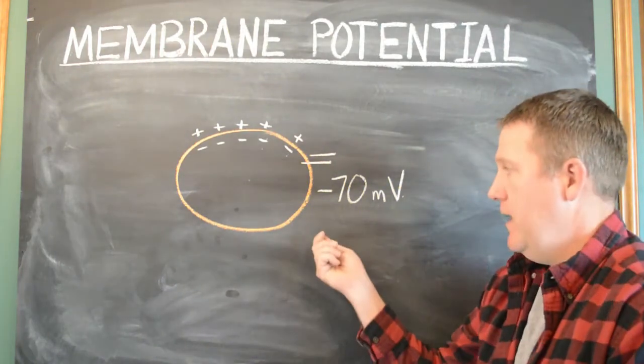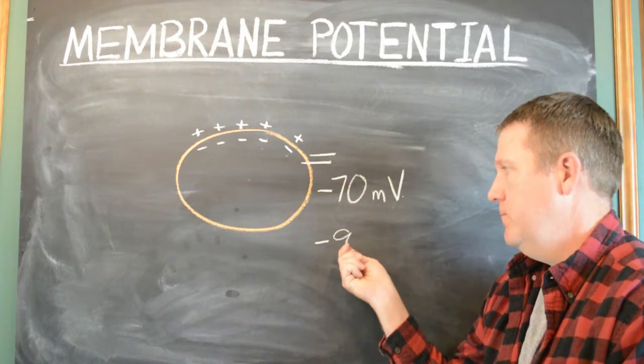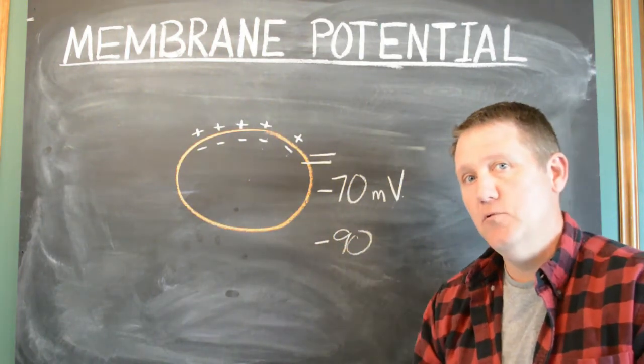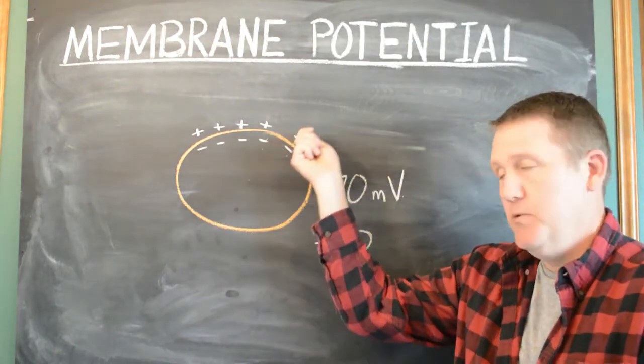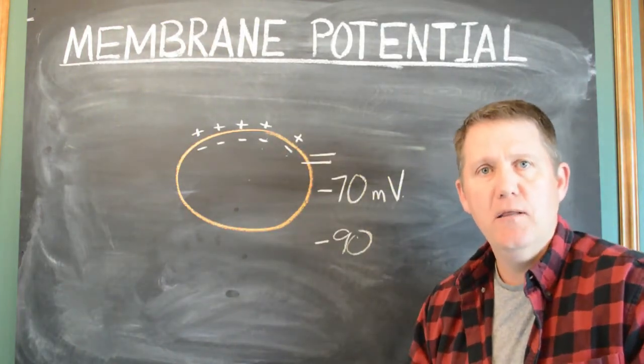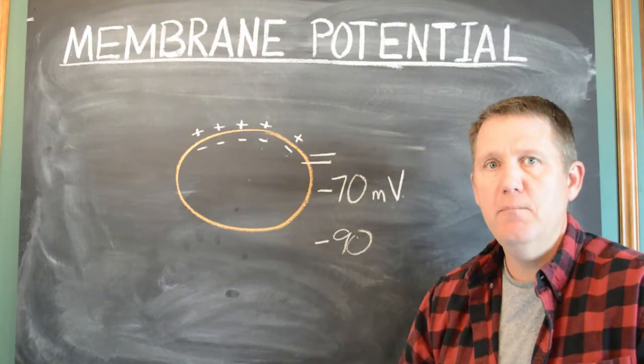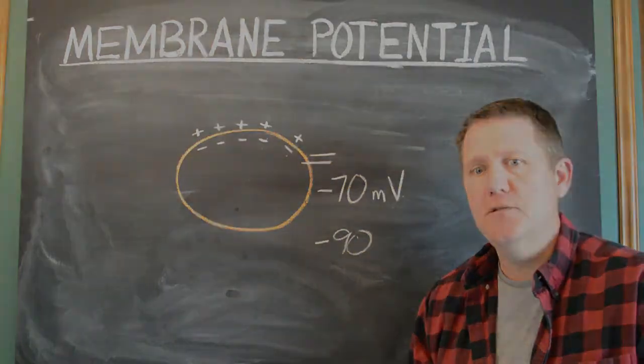So if I had a membrane potential of negative 90 millivolts, that would even be a bigger charge. There'd be a bigger difference between the inside and the outside of the membrane. So there's membrane potential just as a basic concept.